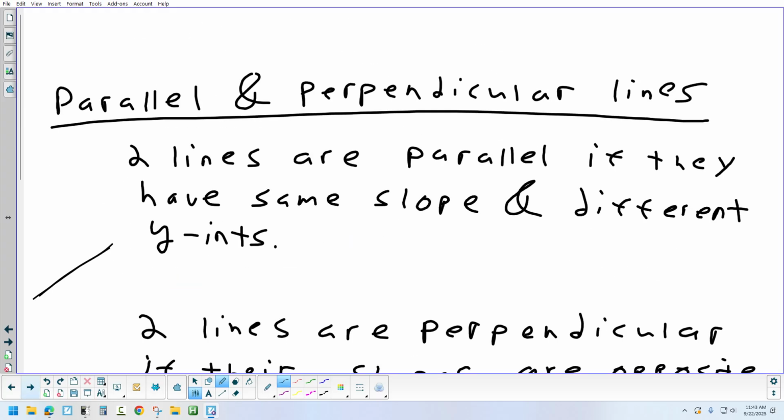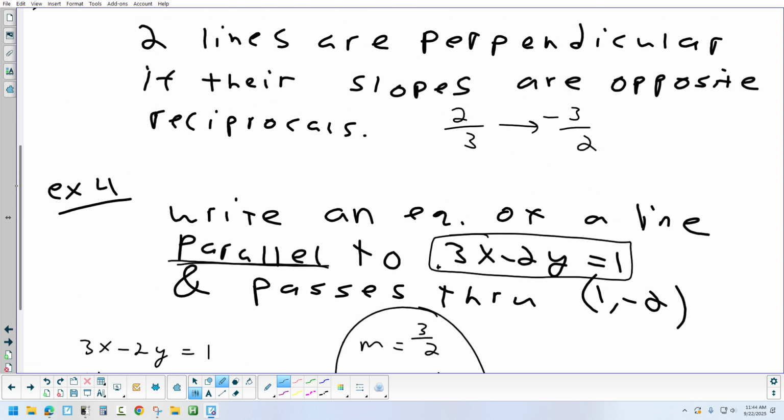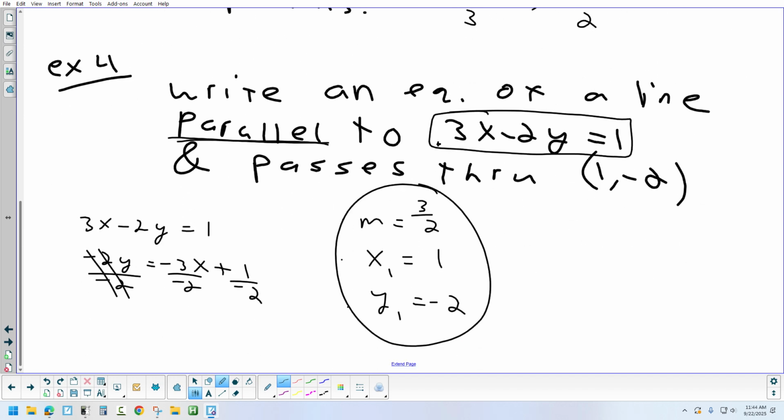Any question how you plug those in from here? Now, instead of parallel, what if they said perpendicular? What would change out of those three things? The m, the x1, or the y1? Only one of them would need to change. Yep, the m would be different. What would the m be if that said perpendicular? Negative 2/3, yep. So you do the whole problem just using negative 2/3 for m. Perfect. Okay. Any question on that?